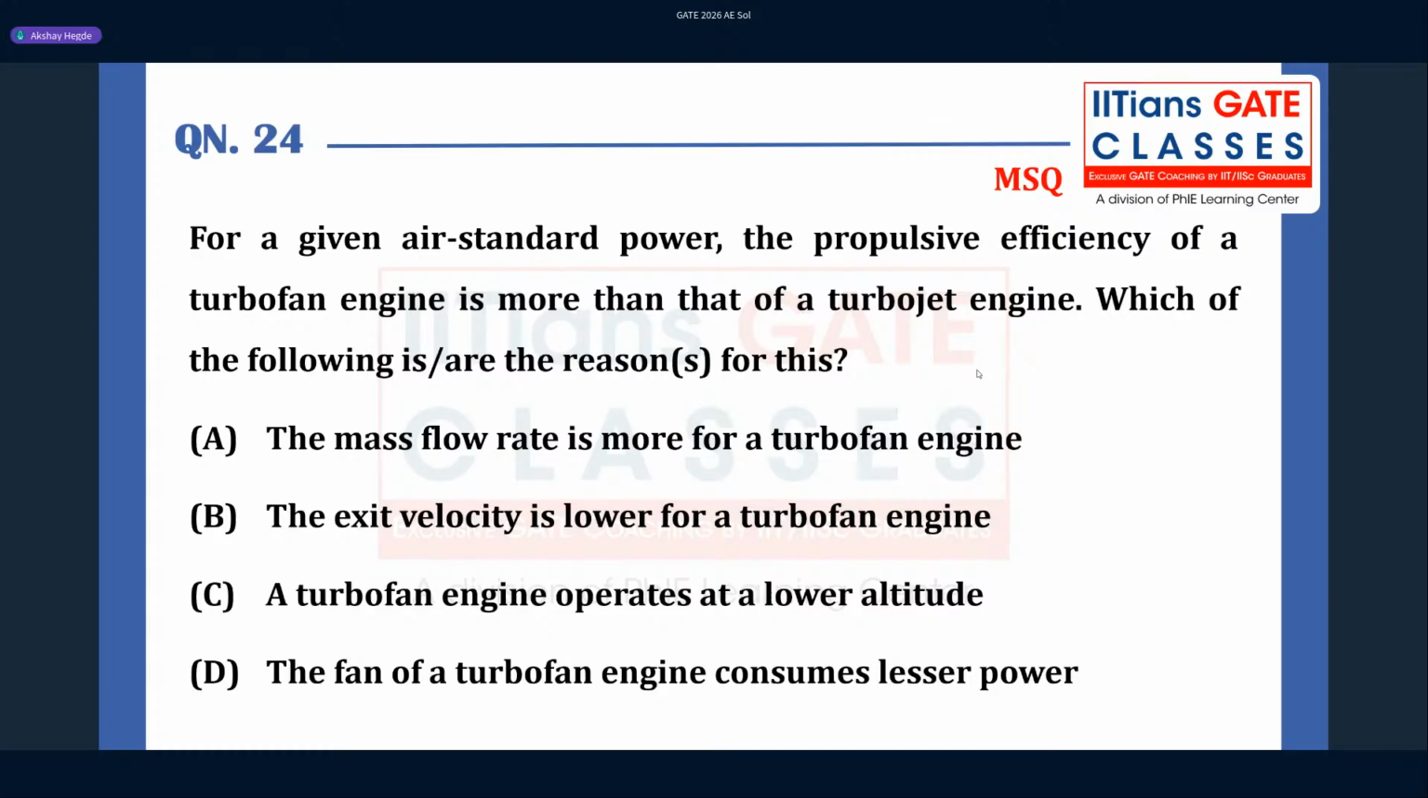Here we have, for a given air standard power, the propulsive efficiency of a turbofan engine is more than that of a turbojet engine. So which of the following is or are the reason or reasons for this? So this is an interesting question. So we have a propulsive efficiency that is usually defined as what? Thrust power to that of engine output power, right?